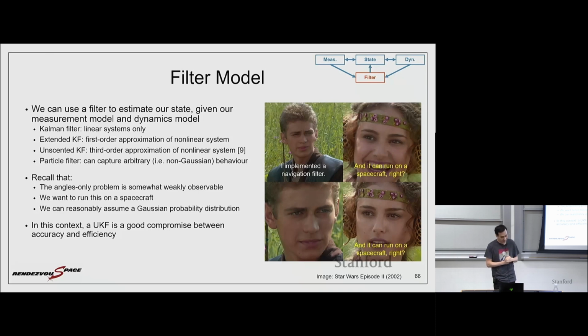However, we have a lot of concerns in that we have the angles-only problem, which is only weakly observable. We also want to run this on board a spacecraft. And let's say we can reasonably assume a Gaussian probability. So in this context, a UKF is a pretty good compromise between accuracy and efficiency.